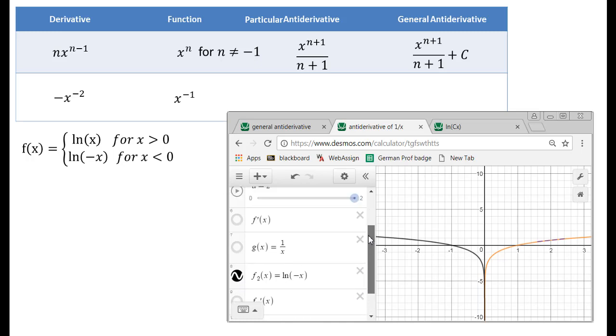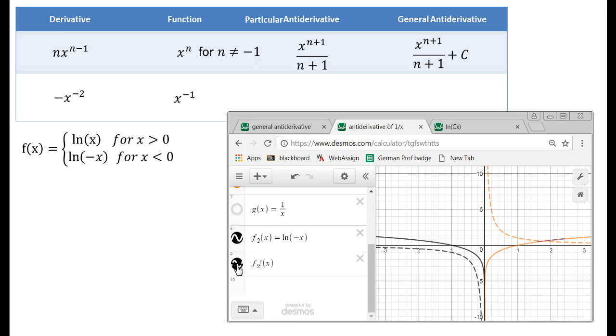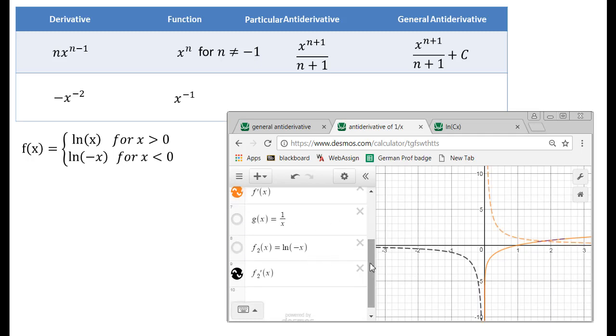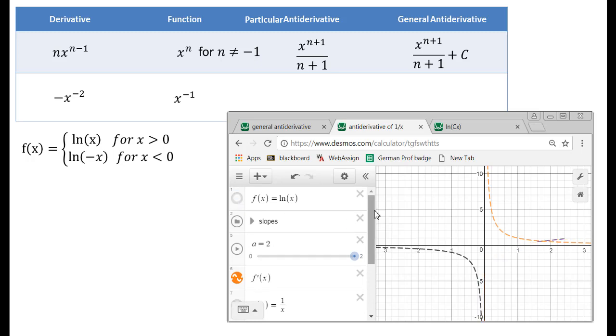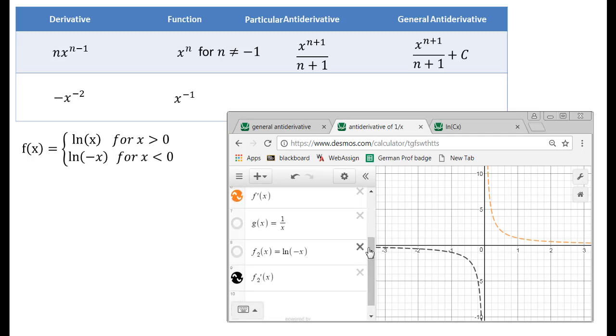Now let's take the derivative. We can plot out the derivative of both sides here, like this. Now that we've plotted those derivatives, let's turn these ones off and see how well the derivative of this piecewise function matches up to our function g of x equals 1 over x. You can see they match up perfectly, so it looks like we're on the right track if we define f of x as two different functions.